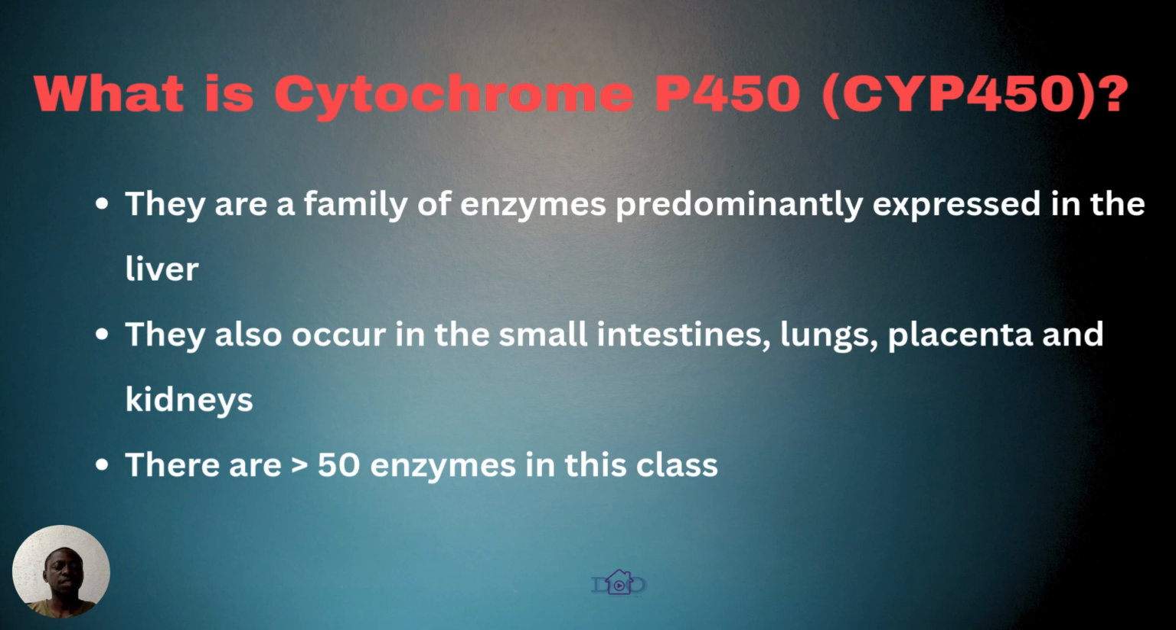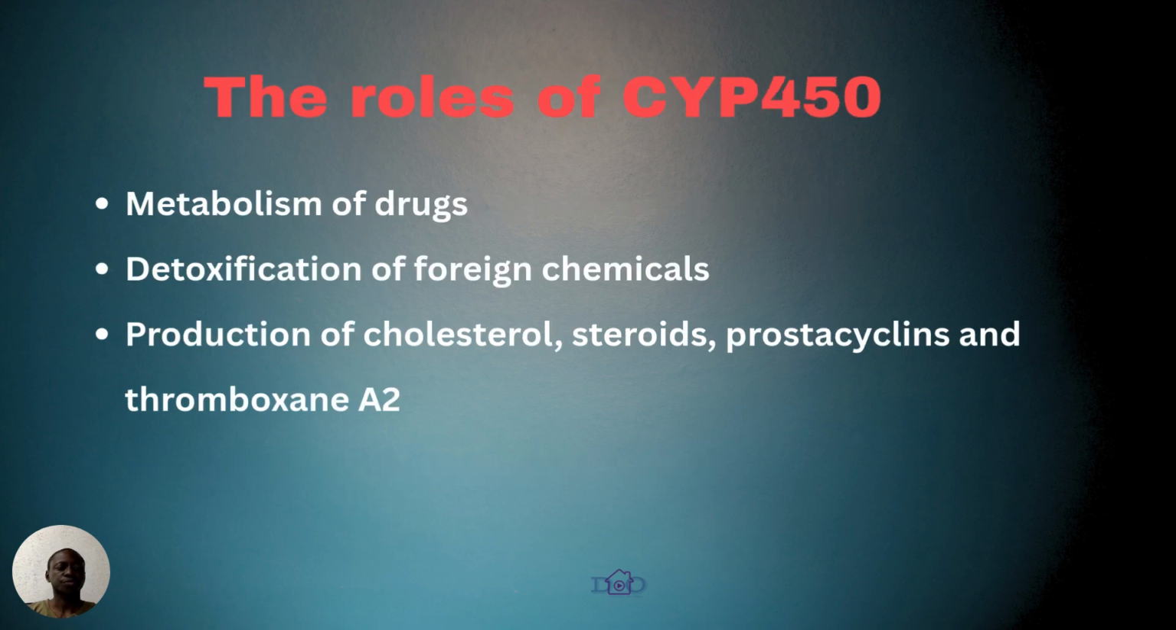Like I said, there is a family of enzymes predominantly expressed in the liver, and there are more than 50 enzymes in this category. And among these 50, there are 6 major ones which I will be showing you shortly.